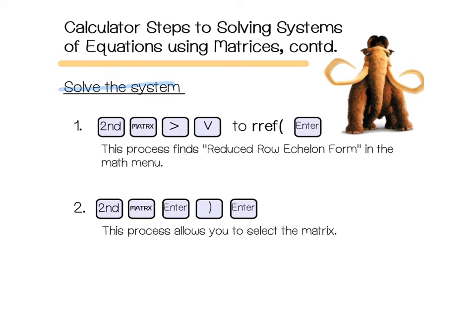After you do that, you're going to hit second, matrix, enter, which will select the matrix A that we put all of our data in. You'll put a parenthesis, and then you'll hit enter one more time. So go ahead and pause the video until you get all of those steps finished. And once you get that done, you should get an answer.